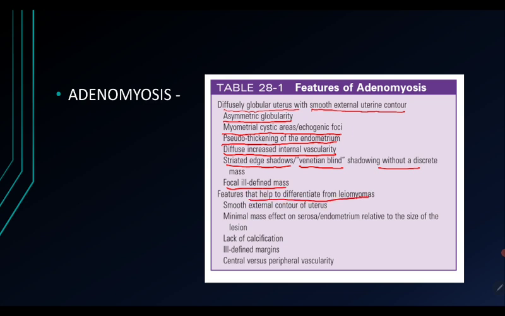What are the features that help differentiate it from leiomyoma? In adenomyosis there is a smooth external contour of the uterus, whereas leiomyoma has an irregular surface. There is minimal mass effect on the serosa and endometrium relative to the size of the lesion, because adenomyosis is an ill-defined mass. There are no calcifications. The margins are ill-defined, and the vascularity is translesional rather than peripheral.